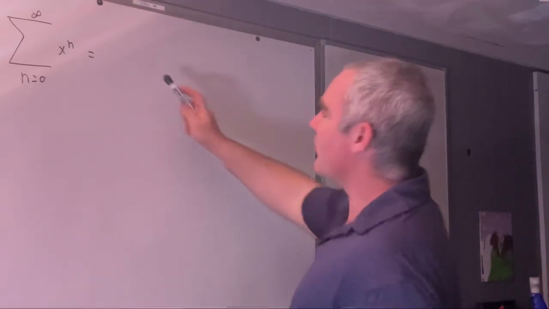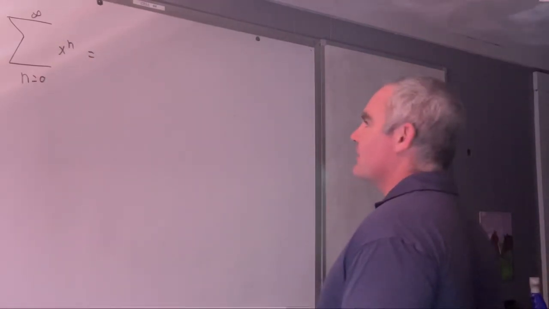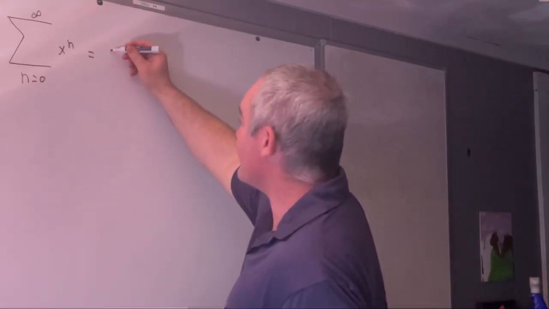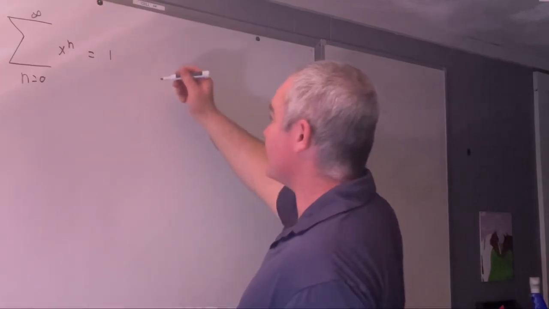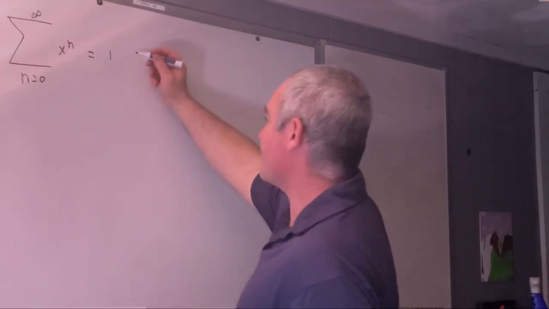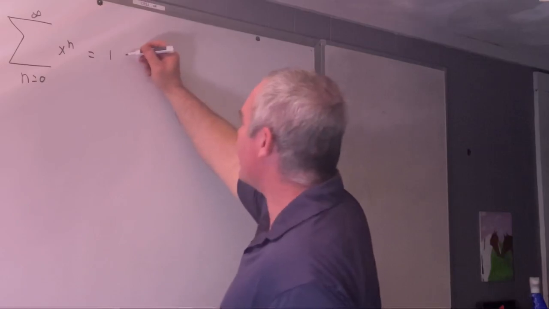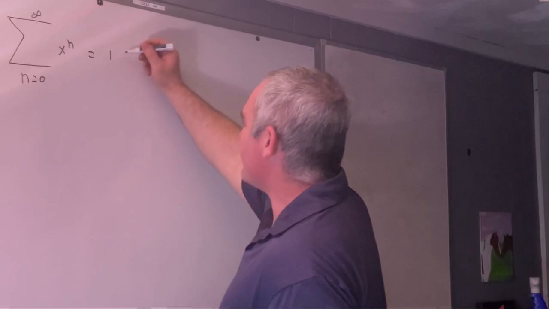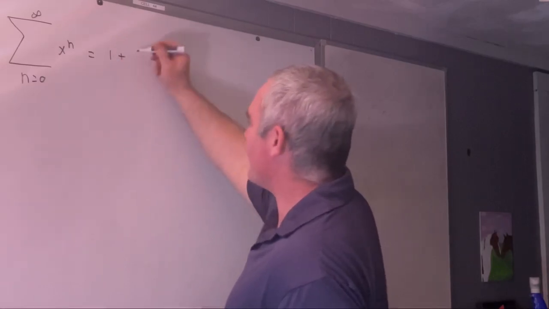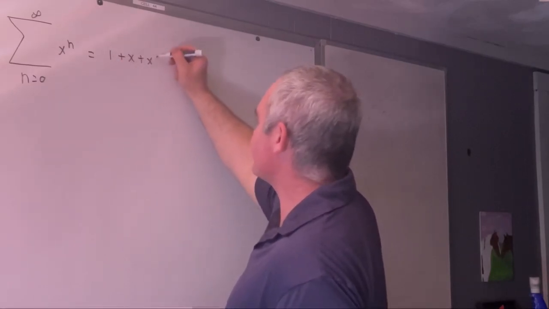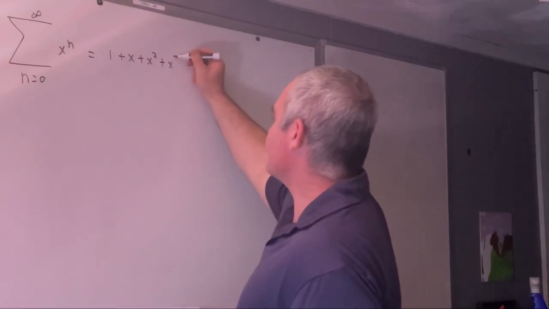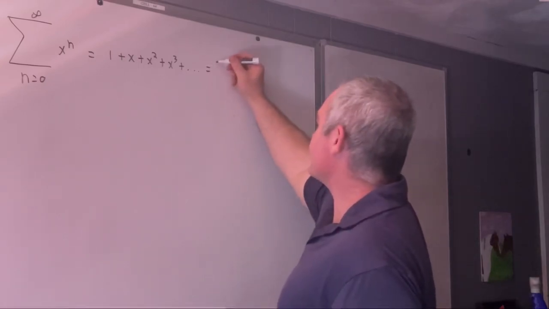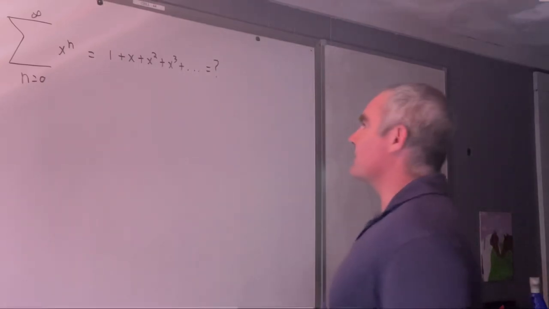All right. So what we're going to do is we're just going to list out what the terms of this are going to look like. The first term is going to be 1, because we'll have x to the 0. Anything to the 0 is 1, except for 0, of course. Anyway, we would get 1 plus x to the 1, which is just x, plus x squared, plus x cubed, plus on and on and on forever. And we'll set that equal to my favorite variable, question mark.